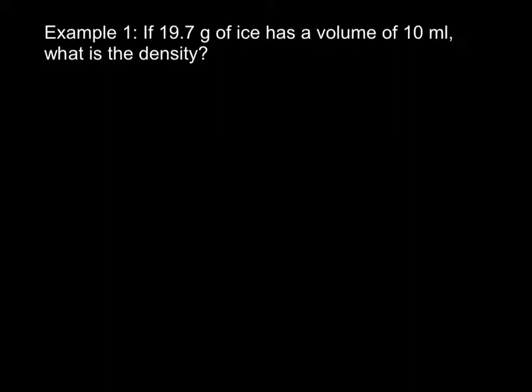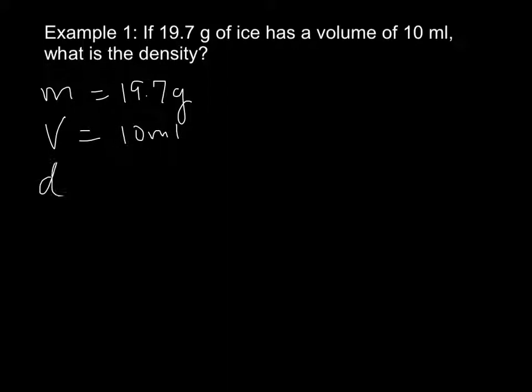So let's take a look at a couple of examples. If we have 19.7 grams of ice and we know that the volume of that 19.7 grams of ice is 10 milliliters, then what's the density? Well, we know that the mass is 19.7 grams. And we know the volume is 10 milliliters. And what we're looking for is the density.